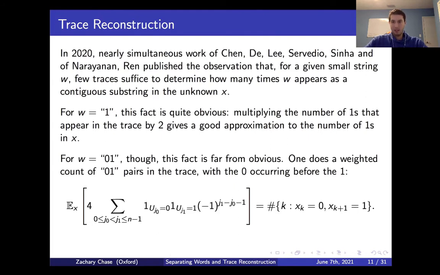So here's the scary formula. You look at pairs j0 and j1, with j0 less than j1, such that in the trace, denoted by u, the j0th bit is 0, the j1st bit is 1, and you weight by -1 to the gap. It's not too important to understand this. The point is that the right-hand side counts the number of times 0, 1 appears as a contiguous substring in x, and we can figure that out just by looking at the traces.